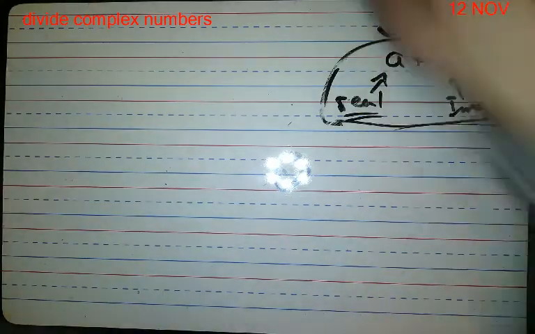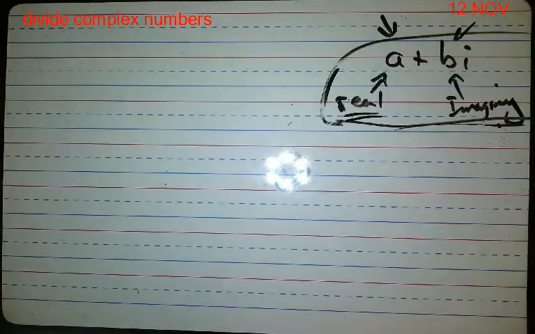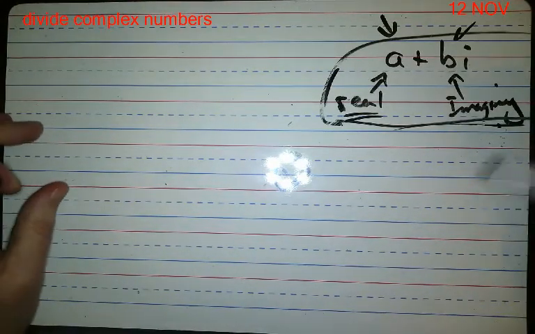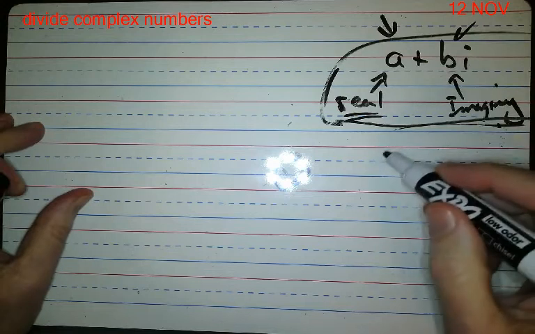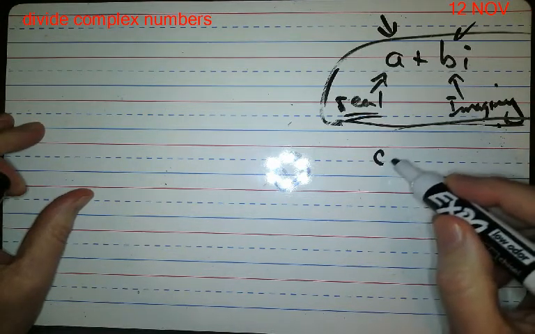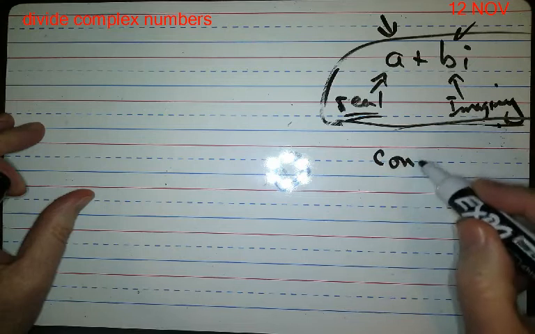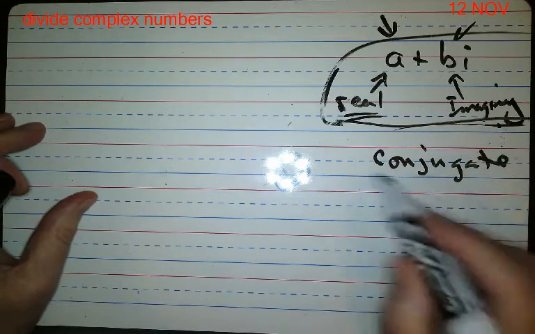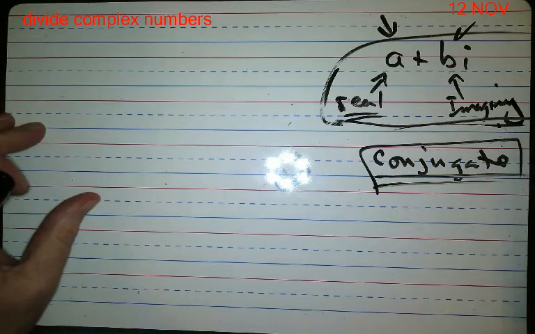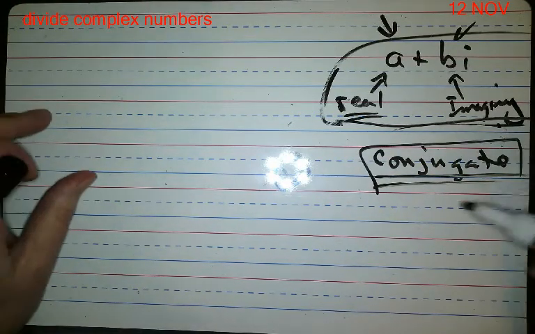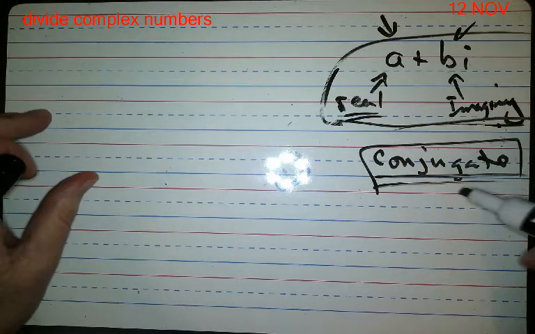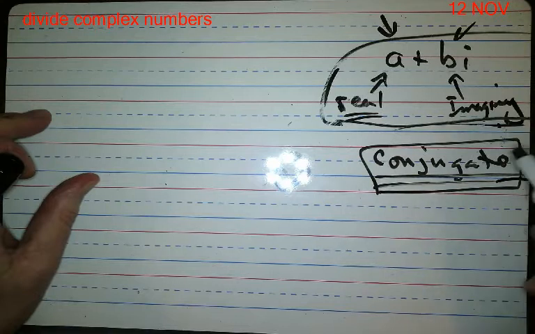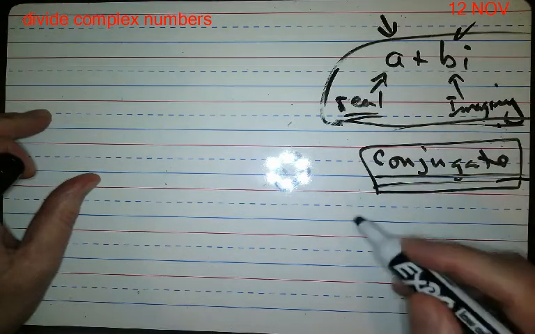Okay, it's the 12th, and today we are going to divide complex numbers. But before we do that, we have to define something important: conjugate. How do we find a conjugate? Because in order to divide, we have to know what the conjugate is and then multiply by the conjugate of the denominator. So, what is a conjugate?